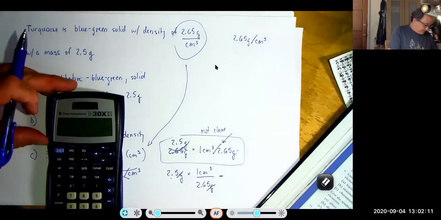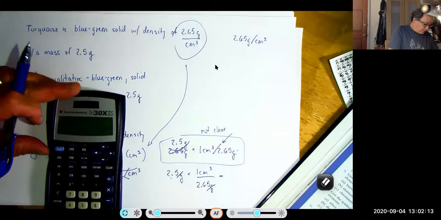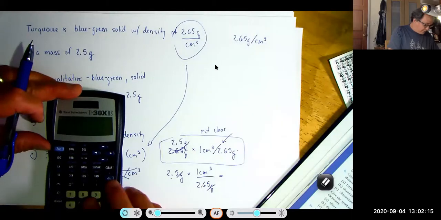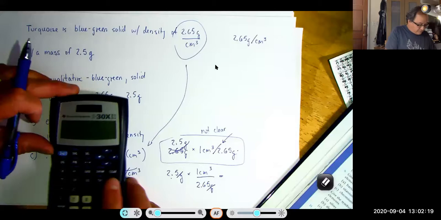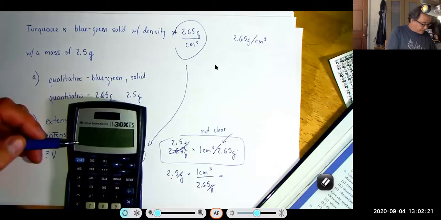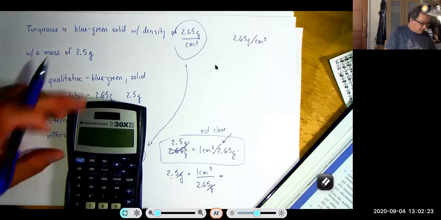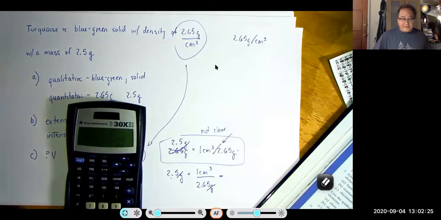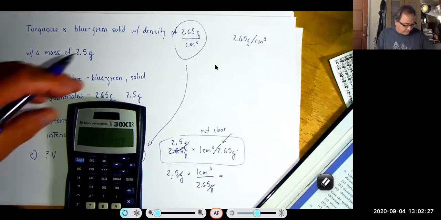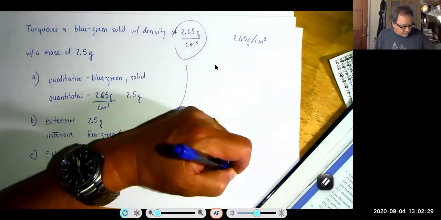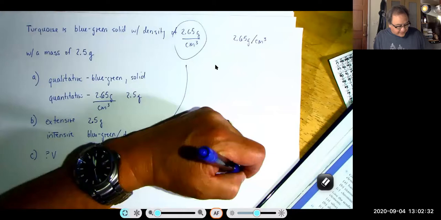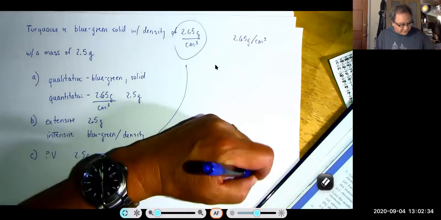So clear, 2.5 divided by 2.65, and we get, let me change this to decimal, 0.943. And the answer is centimeters cubed, and there's our volume.